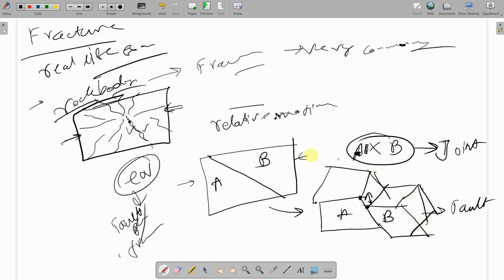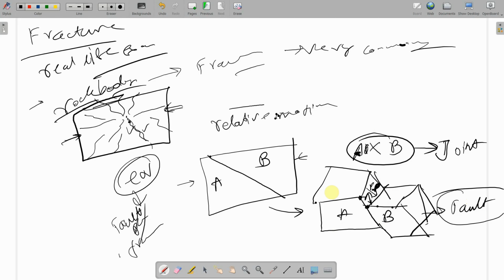Okay, if this block slid on this plane, it's called the fault plane. On this fault plane, if this B block slid down, then you will have a structure called a fault. When the rock breaks in response to stress, the resulting break is called a fracture. So you are giving some stress, and under that stress the rocks break, it's called a fracture.